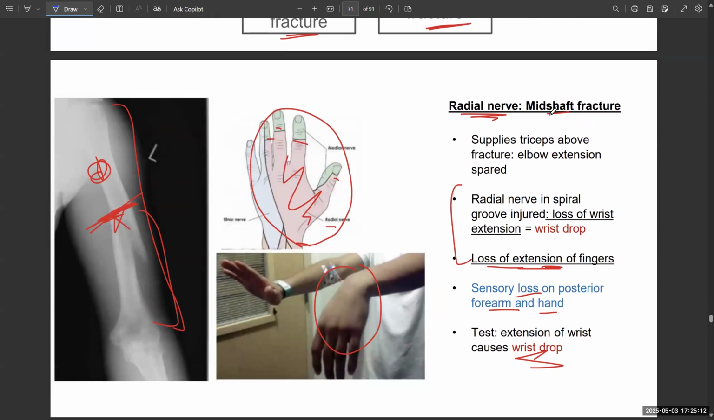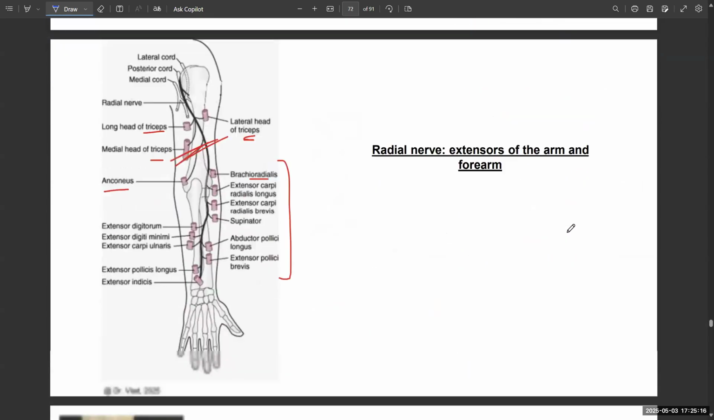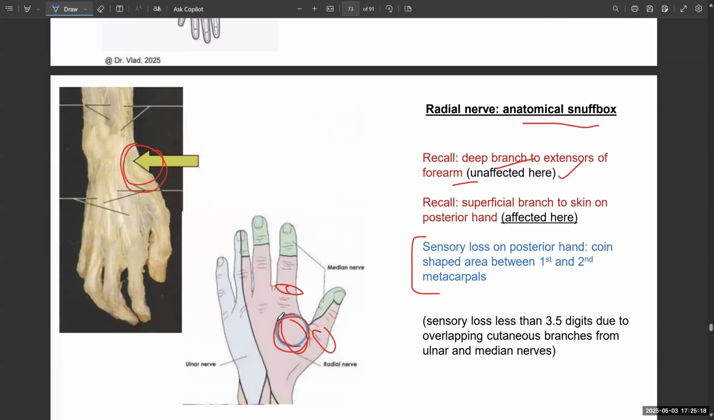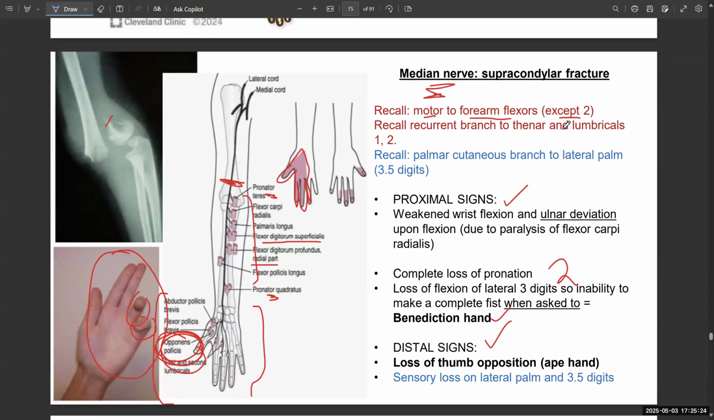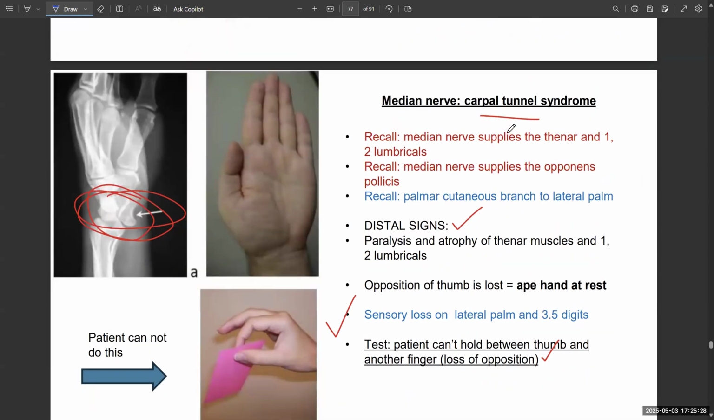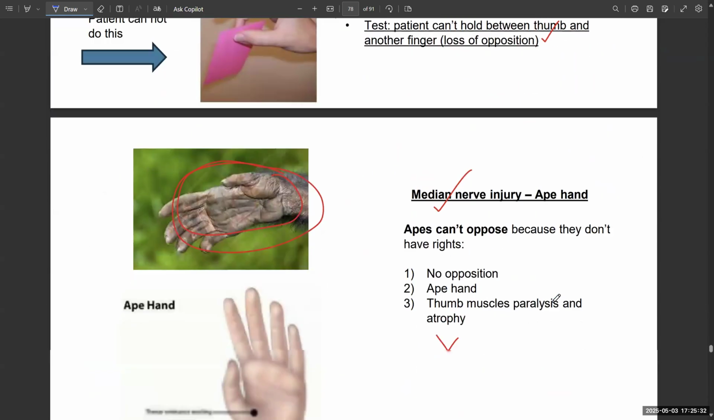Okay. Radial nerve, you will see a wrist drop. Again, radial nerve, you will see sensory loss of this coin-shaped area. Median nerve, supracondylar fracture, you will see a benediction hand. Median nerve, carpal tunnel syndrome, you will see an ape hand at rest.